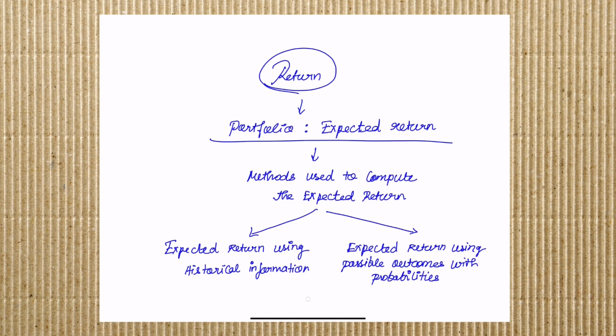To compute the return, there are two methods being followed. One is when you have historical information, then how you compute the return is considered one method. And when you have information in terms of probability or possibilities, then we have another set of formula which will be used to compute the return. So here, when I talk about a return under a portfolio, it is your expected return, right? Let us see how to compute the returns under each of these methods.